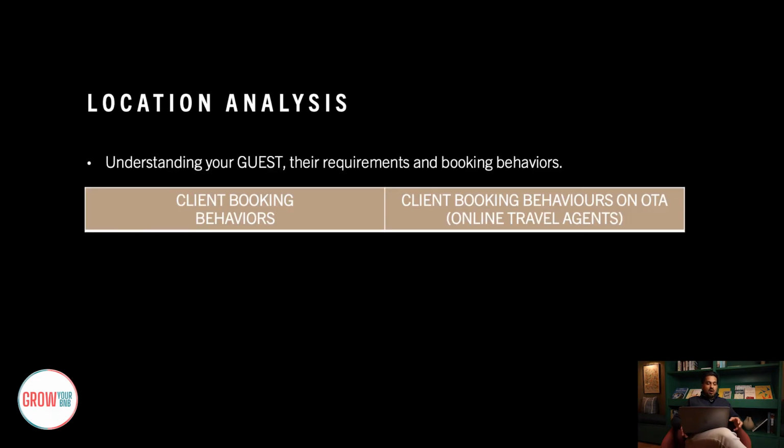And the last part of location analysis is actually, believe it or not, nothing to do with the property. It's actually to do with understanding your guest, their requirements, and their booking behaviors. Now, the action for this term, location analysis, especially looking at that investment opportunity for Airbnb, when you're thinking about guests, think about it this way. If somebody's looking to book in your investment area, what platforms are they looking to book you through?